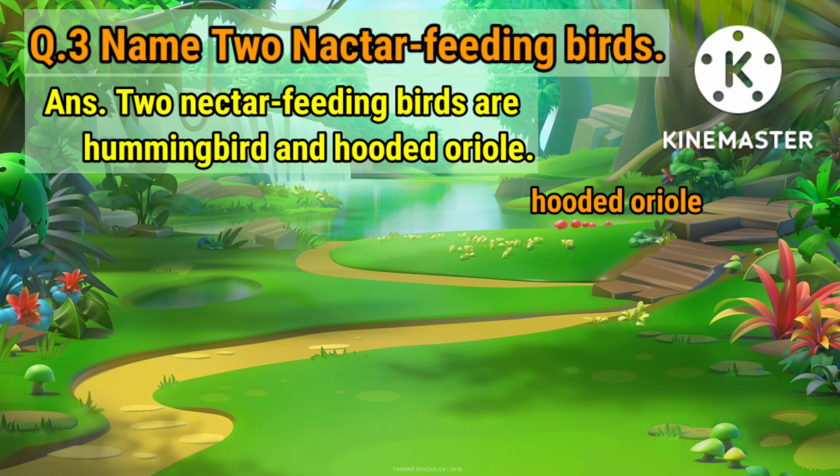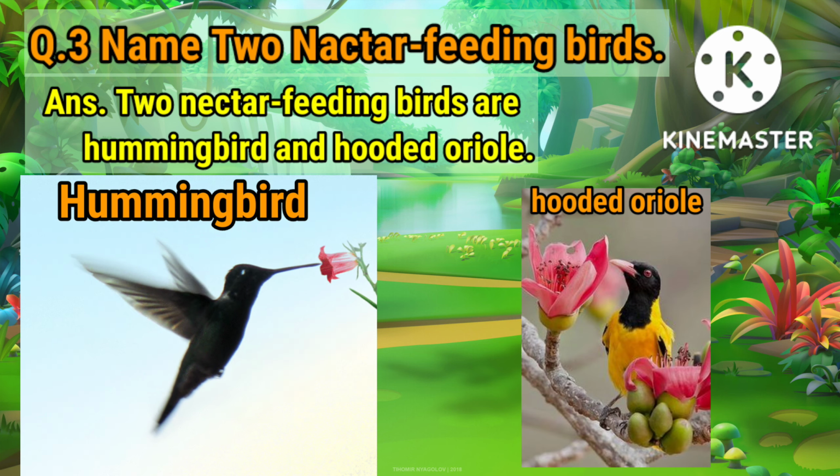Now, next question. Name 2 nectar feeding birds. Answer. 2 nectar feeding birds are hummingbird and hooded oriole. Look at the picture, students. Number 1 is the hummingbird. Number 2 is the hooded oriole.